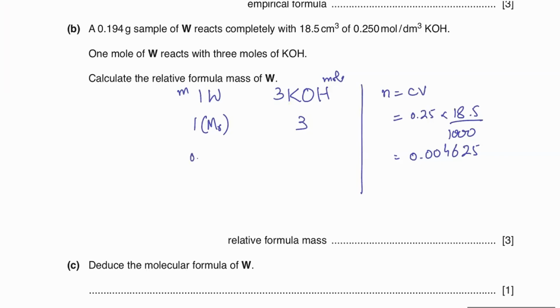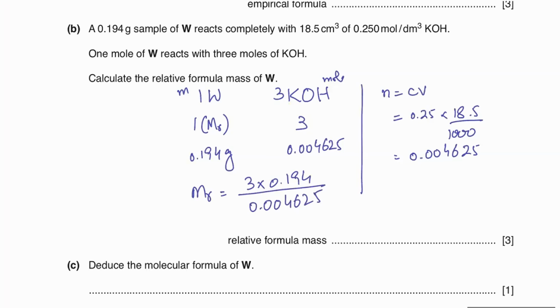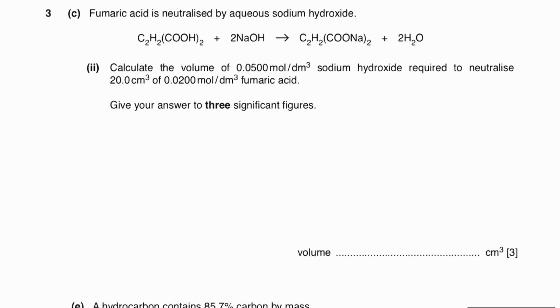Okay, 0.194 grams reacts with 0.004625 moles. Now cross multiply. So MR will equal to 3 times 0.194 divided by this thing. 126 grams is what I got. या खाली 126 भी लिख सकते हैं. Let's try again. कोई और क्वेश्चन करते हैं. ये क्वेश्चन करते हैं.